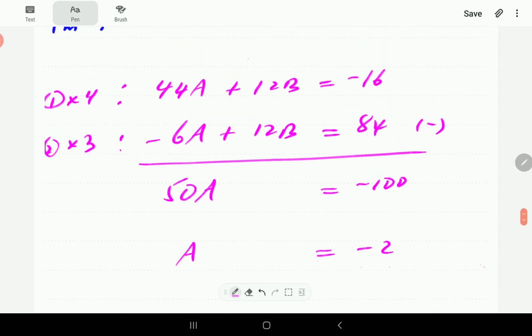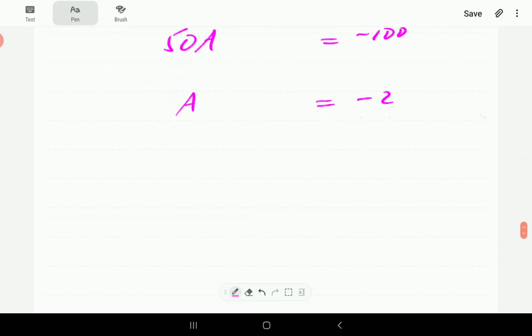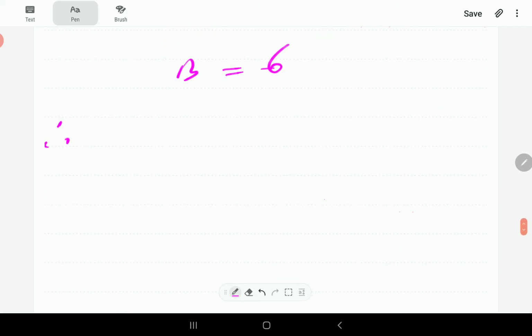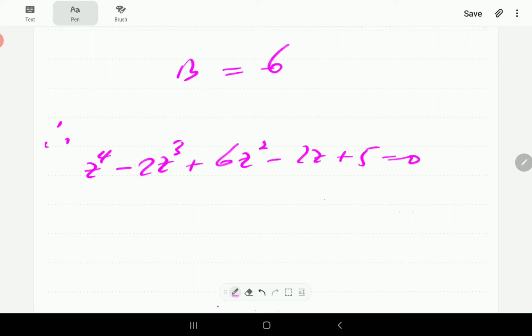And then if a is negative 2, then we can plug into one of these other equations. We are going to find that b is equal to 6. So what this is telling us is that the equation we have is z to the power 4 minus 2z cubed plus 6z squared minus 2z plus 5 equal to 0.